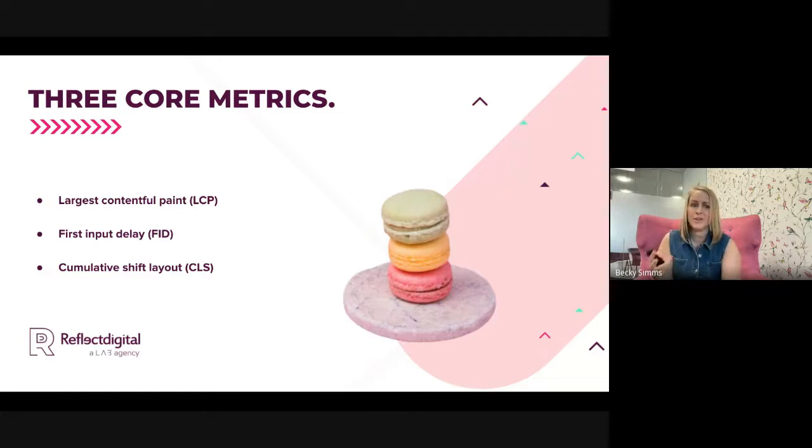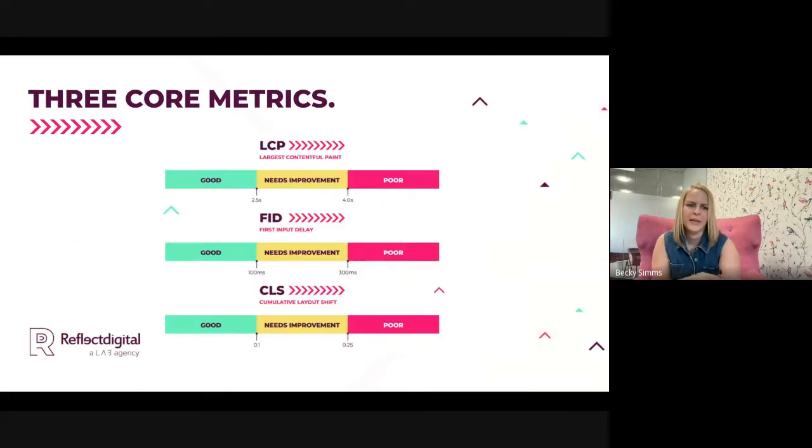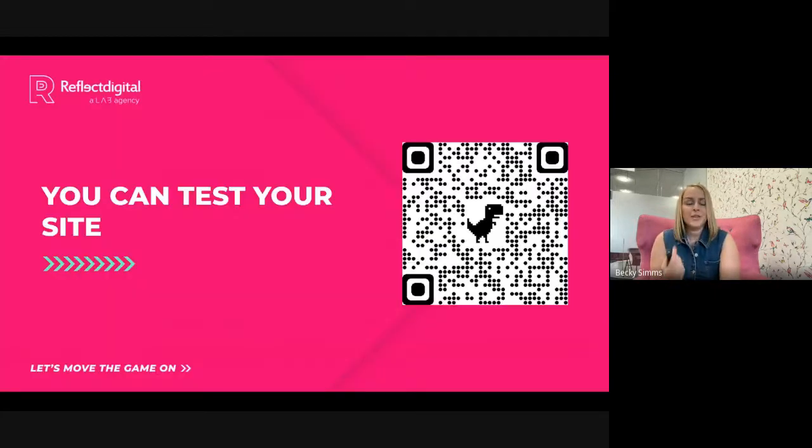So they're the three core metrics, but there are more that make up the Core Web Vitals. But if you think about it, it's all about that user experience, how it is for users to use a website and to be able to get to where they want to, find the information they're looking for. These are the scores, and we're going to share these slides afterwards so that you can see where you are aiming to score. And you can test your site.